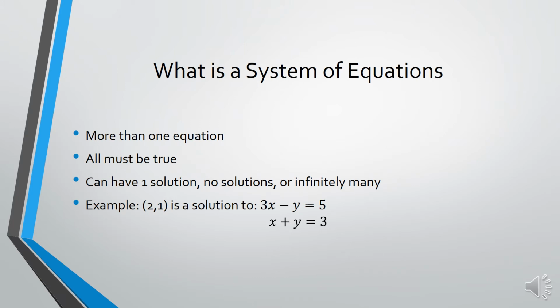First thing we need to say is what is a system of equations? A system of equations is where you have multiple equations. You can have at least two, but more than one. All of the equations have to be true at the same time.